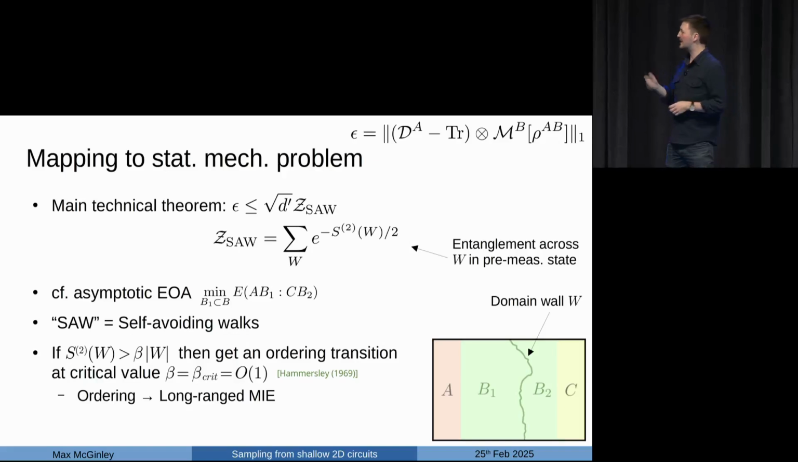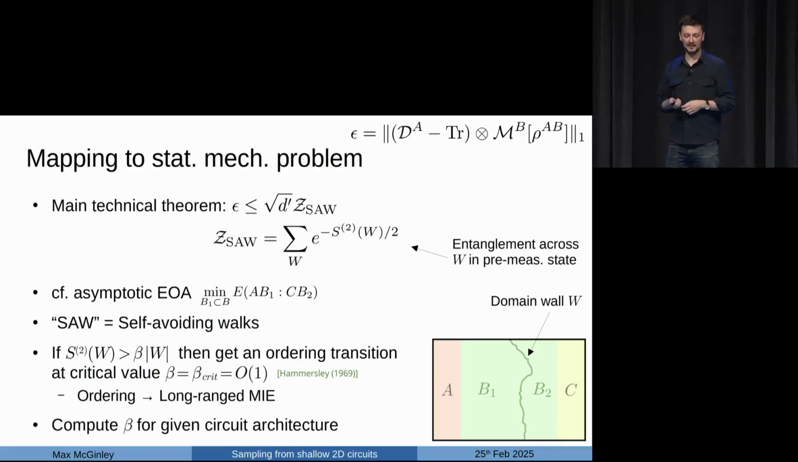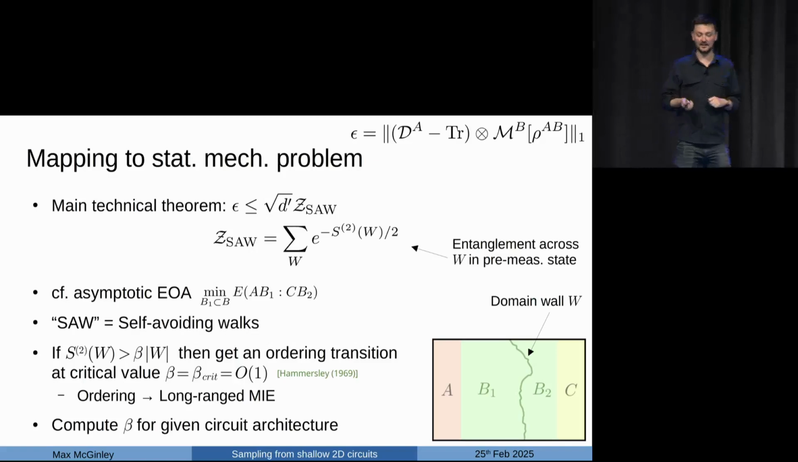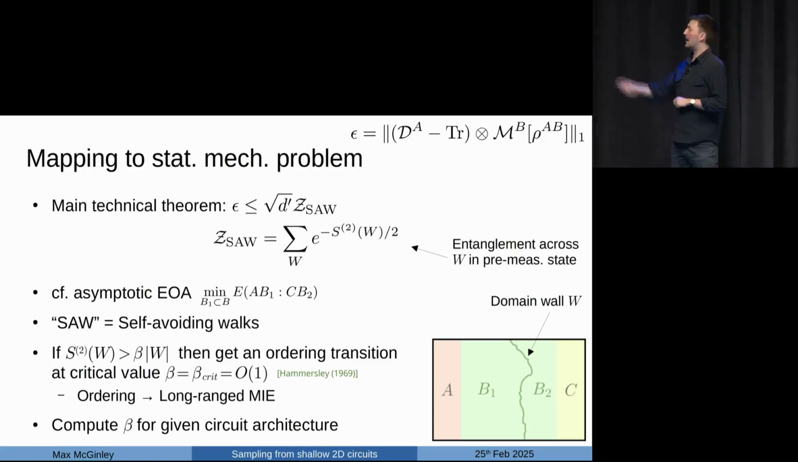Okay, so those are the technical parts of my slides. All that's left to say is that our job now is basically to look at a particular circuit architecture and get a lower bound on beta, this coefficient of how much entanglement crosses a cut W in terms of its length.